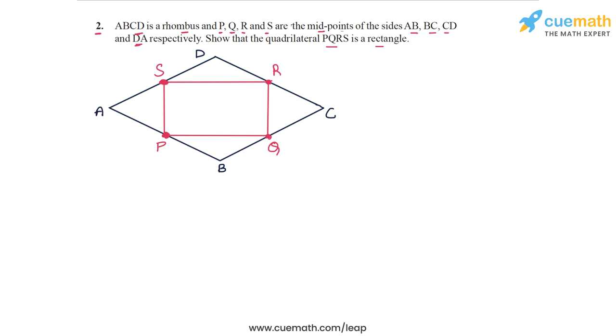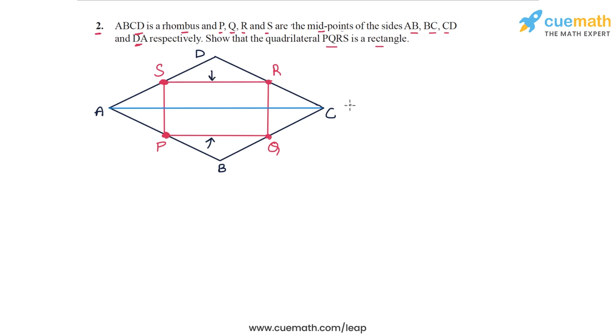Okay, so what we will do first, we will prove that PQRS is a parallelogram. So that's the first step. Then we will prove that it is a rectangle. To prove that it is a parallelogram, we just need to draw any one of the diagonals. So let's draw the diagonal AC, and then we need to analyze the relationship of PQ with AC and SR with AC.